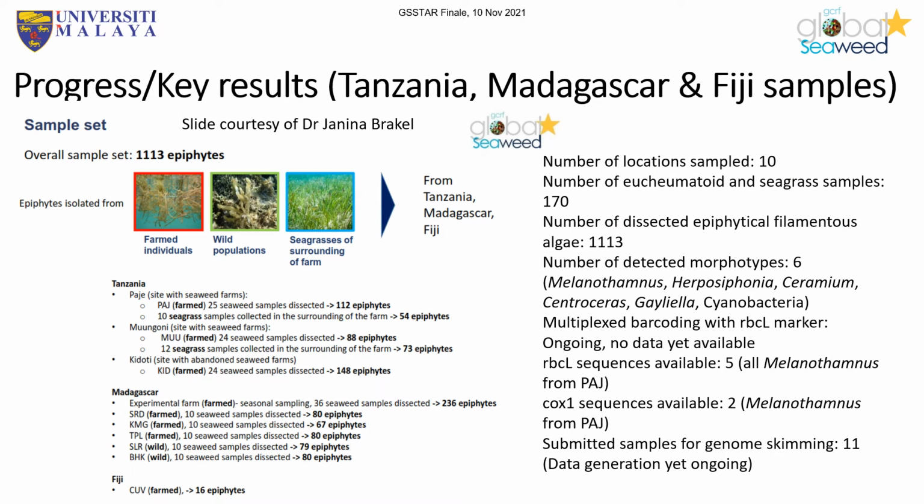So moving on to samples from Tanzania, Madagascar, and Fiji. In SAMS, Dr. Bracco and Callum have actually isolated and dissected over 1,000 epiphytes from farmed and wild populations of eucheumatoids and also those found on seagrasses from surrounding farms. So from these collections, they detected 6 morphotypes of epiphytes, and they include Melanothamnus, Herposiphonia, Ceramium, Centroceras, Galaxaura, and cyanobacteria based on morphological characterization. Several samples from Paje, Tanzania, were confirmed as Melanothamnus thailandicus clade 2 from 5 RBCL sequences and 2 COX-1 sequences generated.